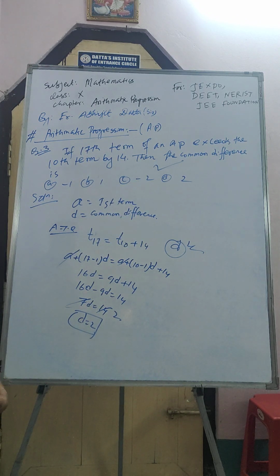So the 17th term of an AP exceeds the 10th term by 14. So the common difference is what? We have to find out. So T17 equal to T10 plus 14. If you put the values, D will be 2. So option D is the correct answer. Okay. So now we move on to the next question.